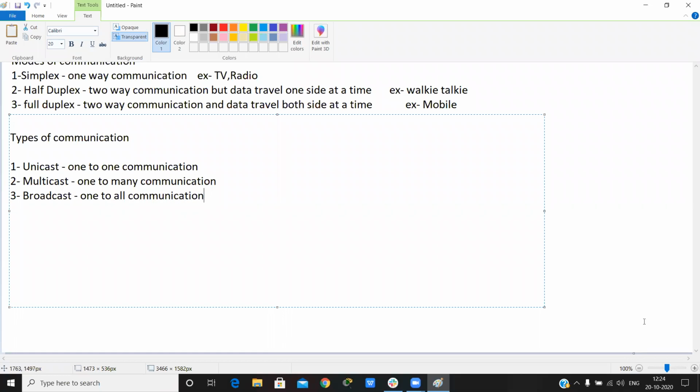Just like if I am talking only with Guru, this is one-to-one communication, or we say unicast. But if I talk with Guru as well as Wahid, this is our multicast. If I talk with everyone, Guru, Wahid, and Saurabh, this is our broadcast. Understand, Saurabh?